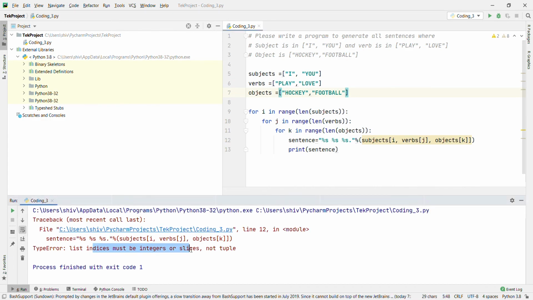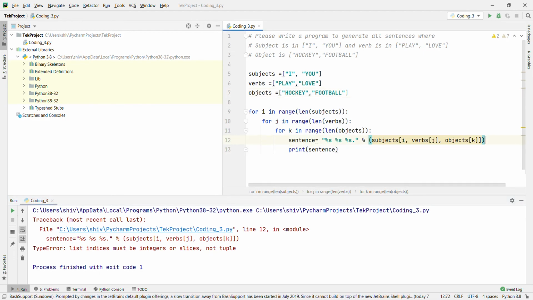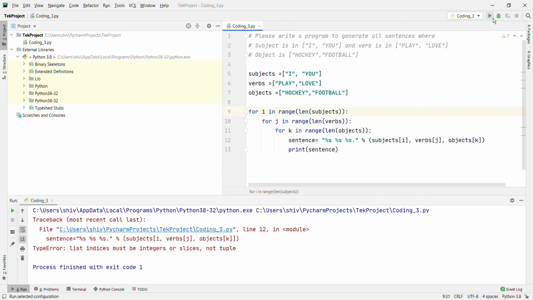It's saying list index must be integer, slices are not tuple. What's the error? An extra brace is coming. The objects bracket here should be closed, and this should be cleared. Now let's run once again and see the output.